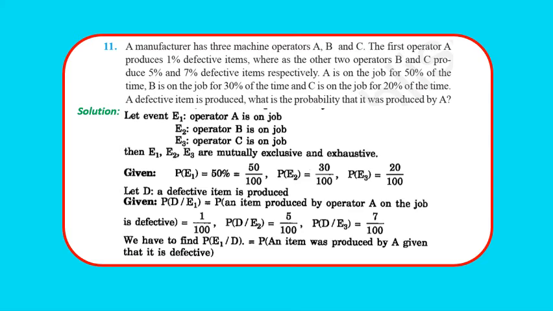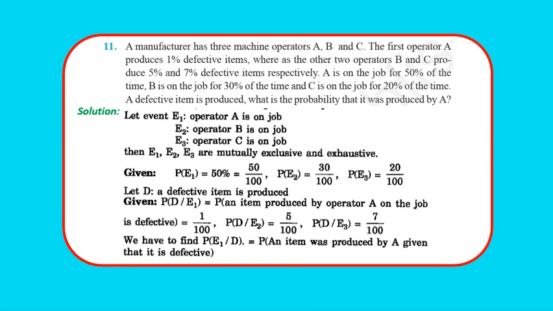Moving to question 11. A manufacturer has three machine operators A, B and C. The first operator A produces 1% defective items, whereas the other two operators B and C produce 5% and 7% defective items respectively. A is on the job for 50% of the time, B is on the job for 30% of the time and C is on the job for 20% of the time. So a defective item is produced. What is the probability that it was produced by A?